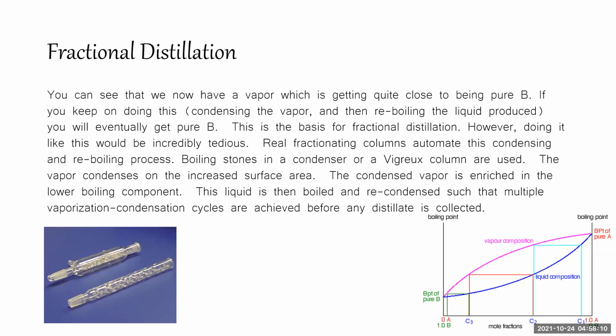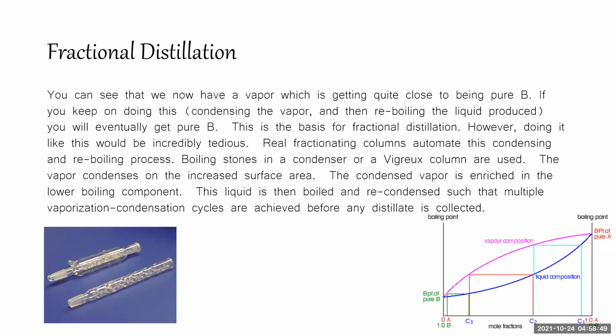However, doing it by a series of simple distillations would be extremely tedious. Real fractionating columns automate the condensing and reboiling process. The way that works is by having boiling stones or a special glass column, where there's a lot of surface area of glass inside of the column. And that provides a surface for the vapor to condense and then re-vaporize and condense further up.